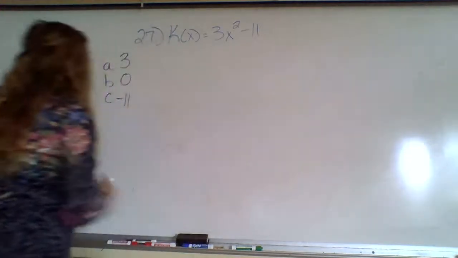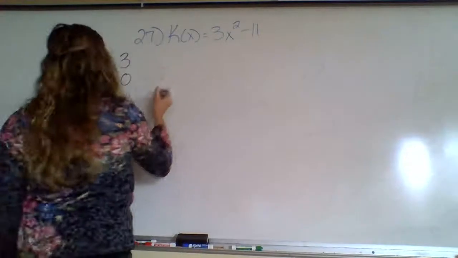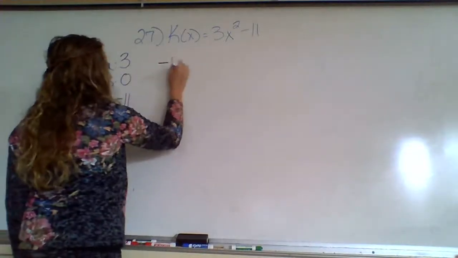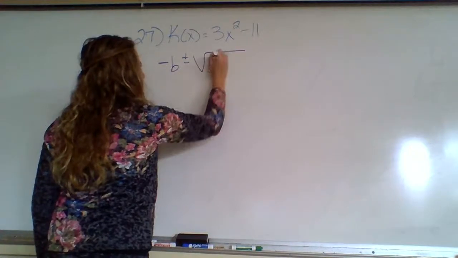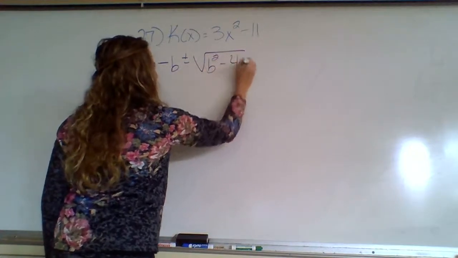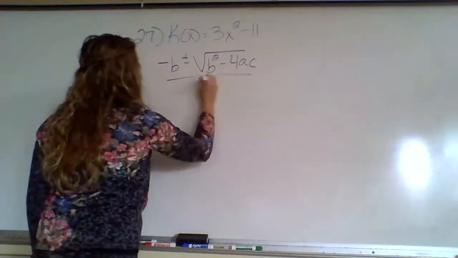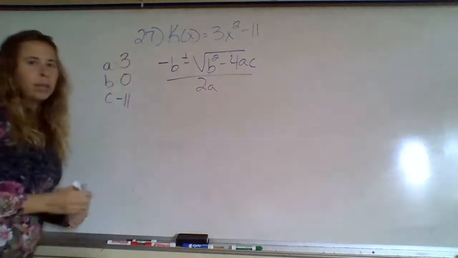You need to know that going into the quadratic formula. Now we can fill it in. Since b is 0, the formula is negative b plus or minus the square root of b squared minus 4ac, all over 2a. All right, there's your formula.